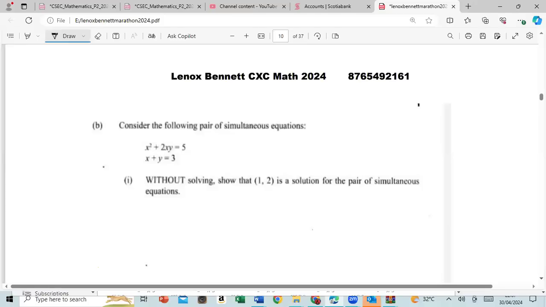Alright, try that one here, guys. I know time gone, but like how we spend so much time, we could try to see if we can get that one. It says consider the following pair of simultaneous equations: x squared plus 2xy equals 5, and x plus y equals 3. Without solving, show that 1 and 2 is a solution for the pair of simultaneous equations. So they actually give you the answer, x is 1 and y is 2. So they say without solving, show that. Would you guys be able to do that?